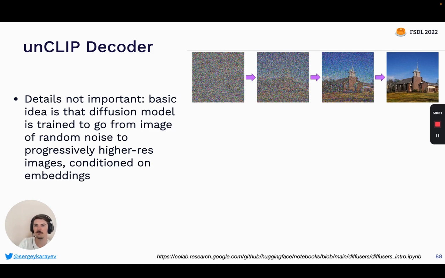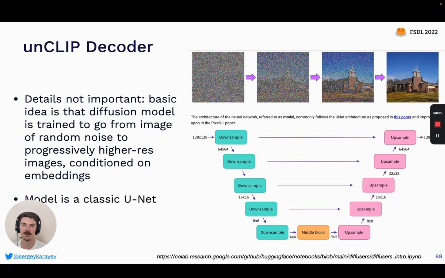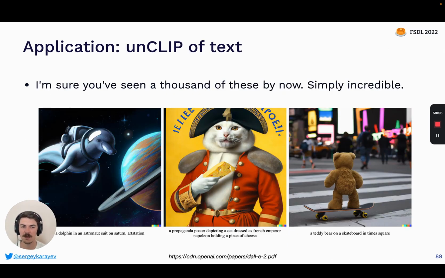And so this is another diffusion model that's trained to go from random noise to progressively higher resolution images, and it's conditioned on these embeddings. The model is like a classic UNet that basically takes a large image, downsamples it until it's just a vector essentially, and then upsamples it back to an image. And in the process of doing that, it's able to denoise effectively. And if you train it right, then the results are just incredible.